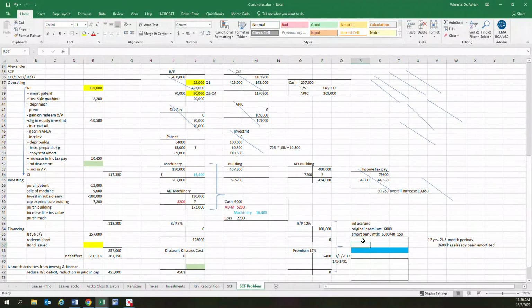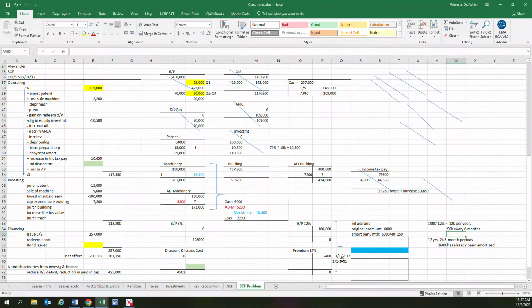This bond is a $100,000 bond that pays 12%. That amounts to 12,000 per year, or 6,000 every 6 months. I'm mixing everything up at this point, sorry. So this bond pays $6,000 every 6 months. That's what it's always been.